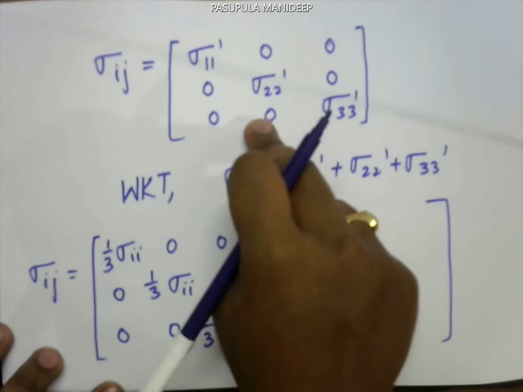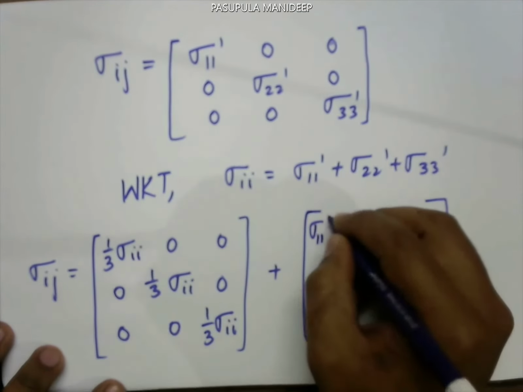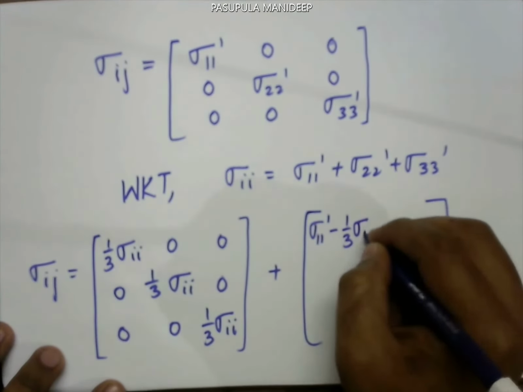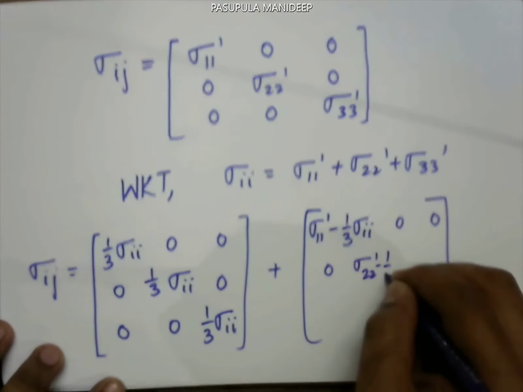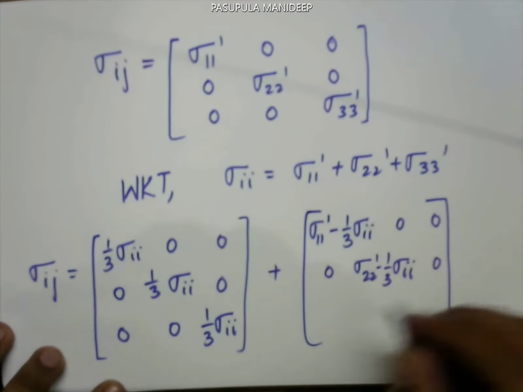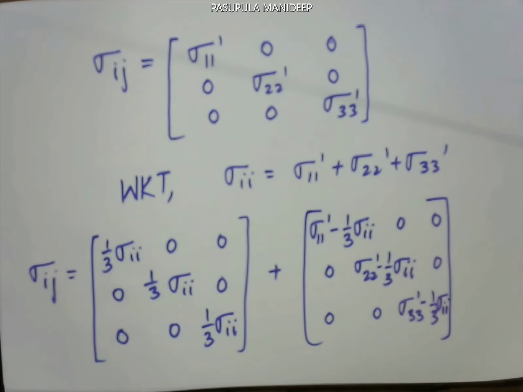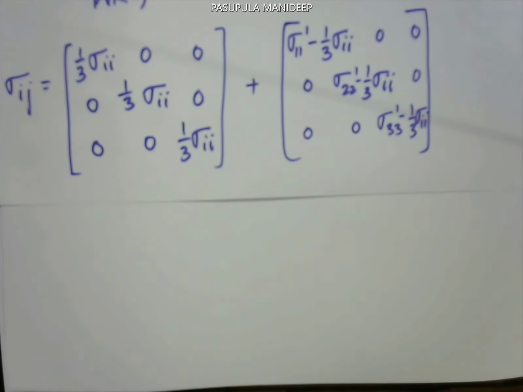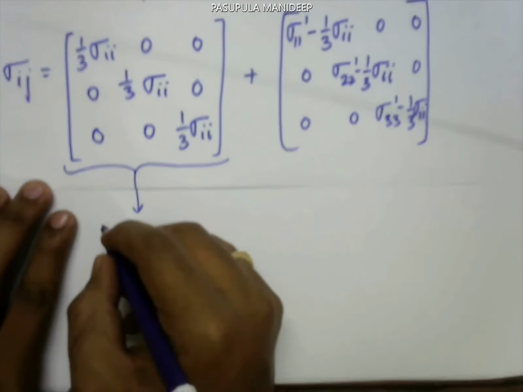Now if we subtract this from the stress tensor, we get something like sigma 11 prime minus 1 by 3 sigma ii, sigma 22 prime minus 1 by 3 sigma ii, and sigma 33 prime minus 1 by 3 sigma ii on the diagonal, with zeros elsewhere, right? Here the first term is called the isotropic part.